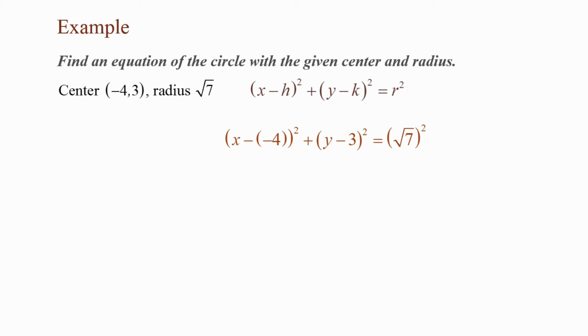Since x minus a negative 4 is the same as x plus 4, we want to rewrite that as (x plus 4) squared plus (y minus 3) squared equals 7.